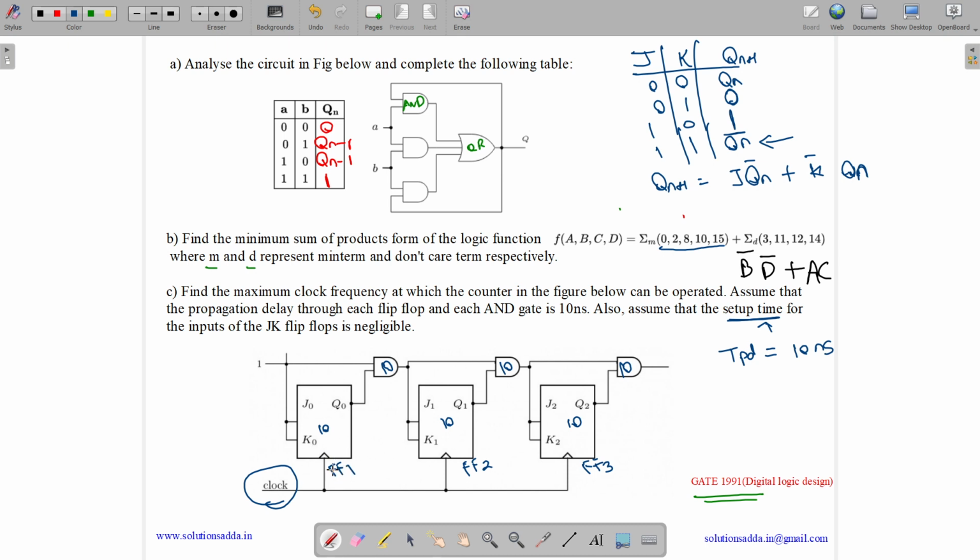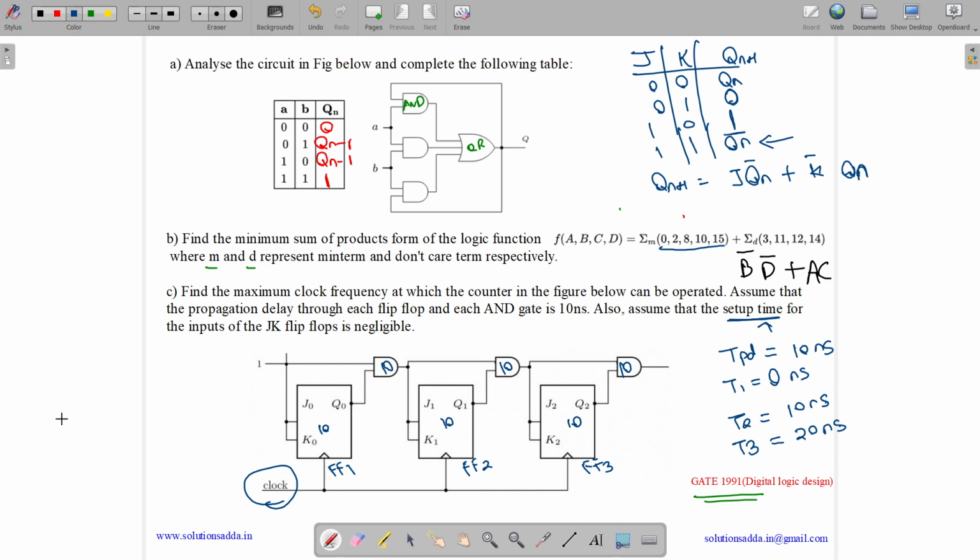Now time for the input to reach flip-flop 1. So what is the time in which input will reach over here? Here you can see there is no gate, so the time is 0 nanosecond. What is the time for the input to reach flip-flop 2? It has to go through this AND gate, so the time is the delay of this, 10 nanosecond due to one AND gate. Time for the input to reach flip-flop 3, it has to go through these two AND gates, so it is equal to 10 plus 10, which is 20 nanoseconds.